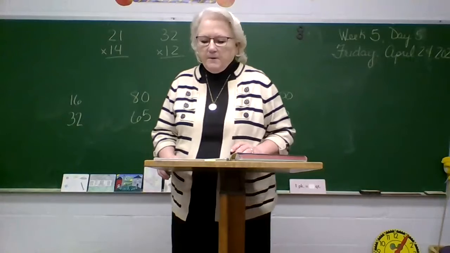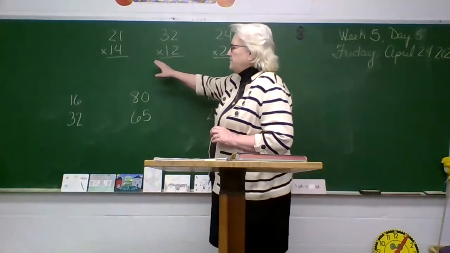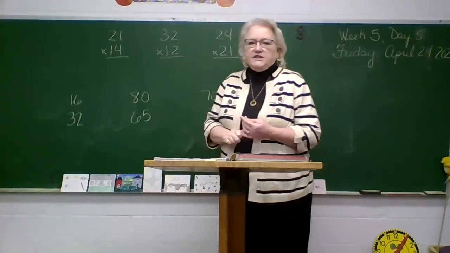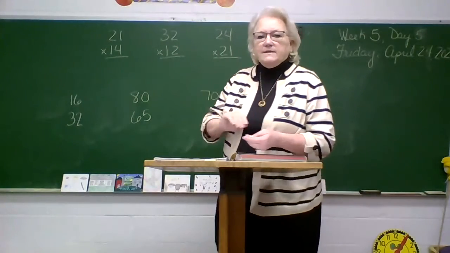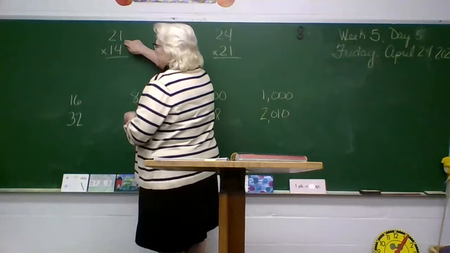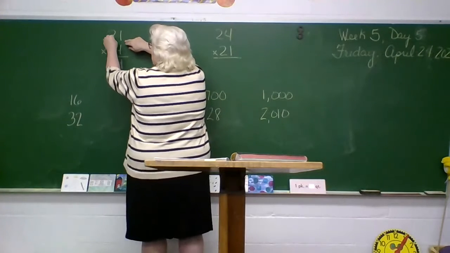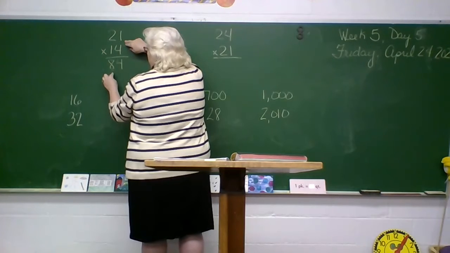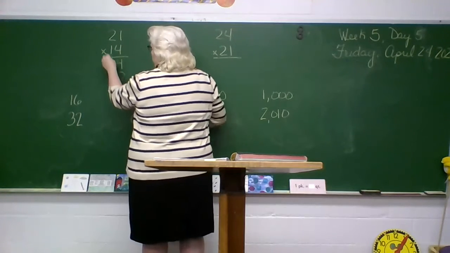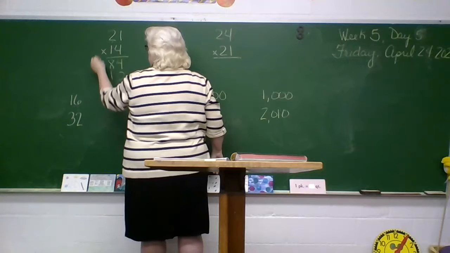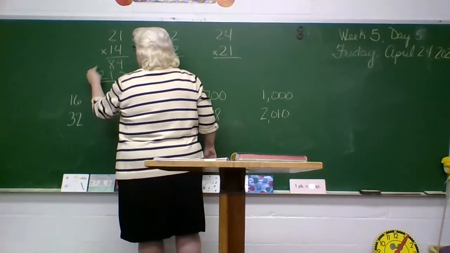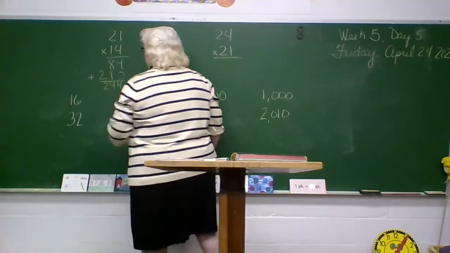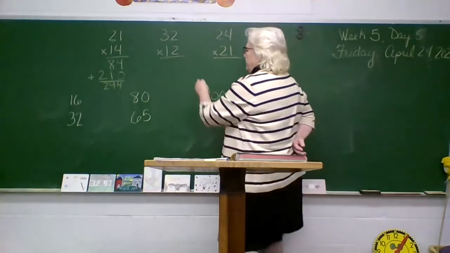But yesterday we were working on our multiplication, and we're multiplying with a factor that has 2 digits in it. Always start with the ones column first. 4 times 1 is 4. 4 times 2 is 8. I'm moving to the tens column right here, so I have to put a 0 here. 1 times 1 is 1. 1 times 2 is 2. I have to add my partial products together. 4, 9, 2. 294.